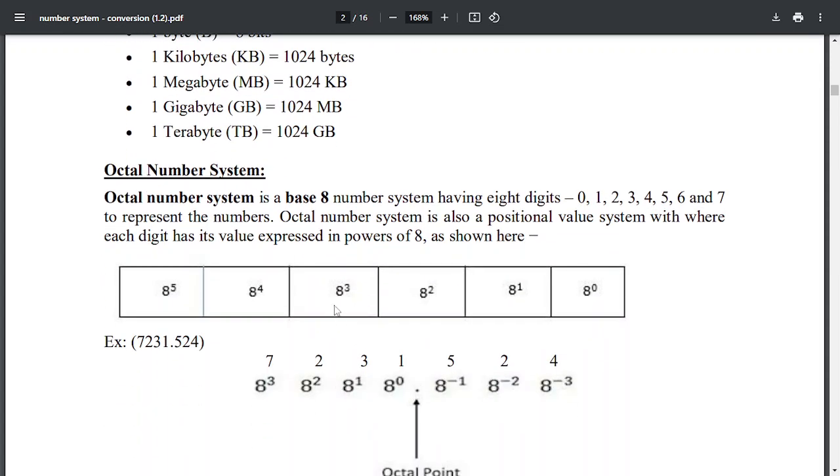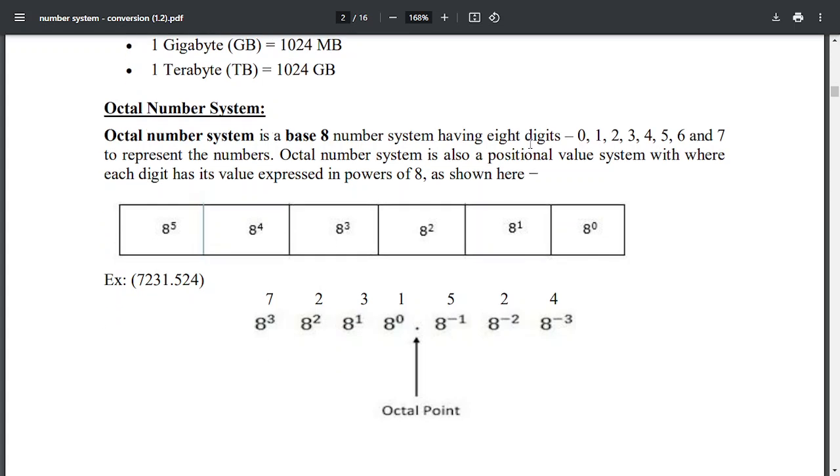Next comes the octal number system. In the octal number system, there are only 8 digits, ranging from 0 to 7. The octal number system is also a positional value system, where powers of 8 are given as its positional values, that is 8 power 0, 8 power 1, 8 power 2, 8 power 3.